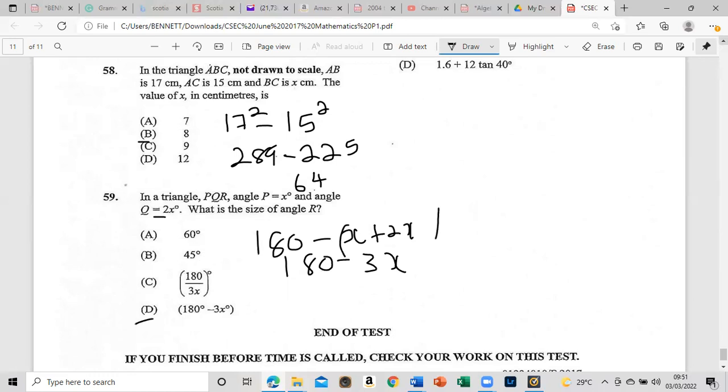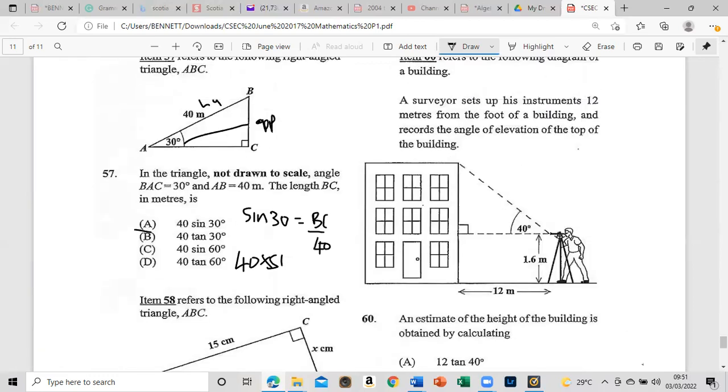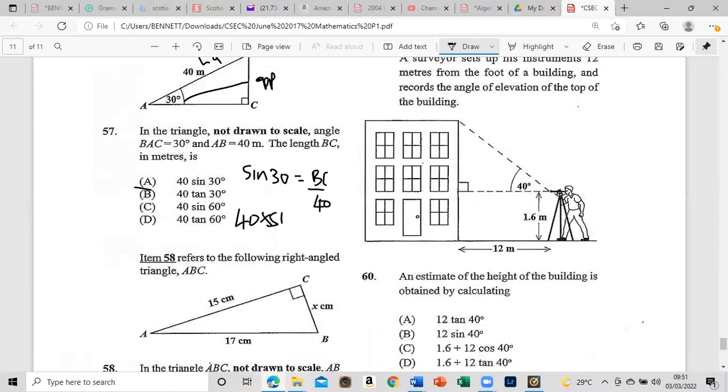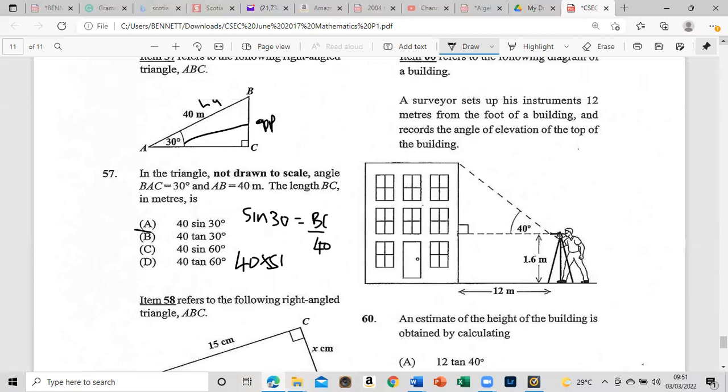We made it to the end, number 60. Thank you guys so much. A surveyor sets up an instrument 12 meters from the foot of a building and records the angle of elevation of the building. An estimate of the height of the building is obtained by calculating opposite and adjacent. So add in the 1.6, right?